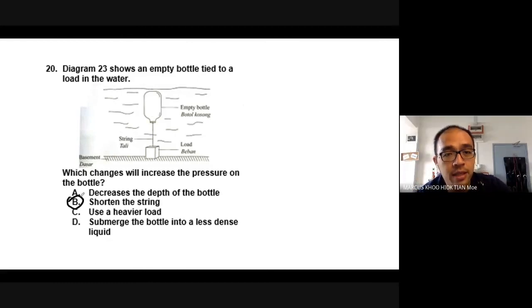Yeah, the answer is definitely to shorten the string. Because when you shorten the string, the bottle will come down a lot further. But I want to talk about why we can't use C. Why can't we use a heavier load? Can anybody tell me why we can't use a heavier load? I wonder whether I'm asking a stupid question, but it's not stupid. I need the answer.